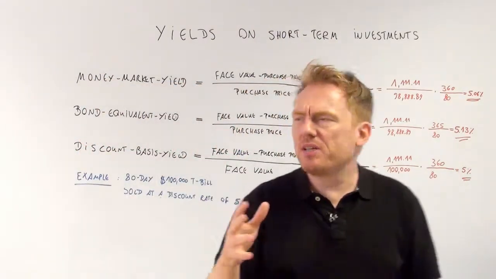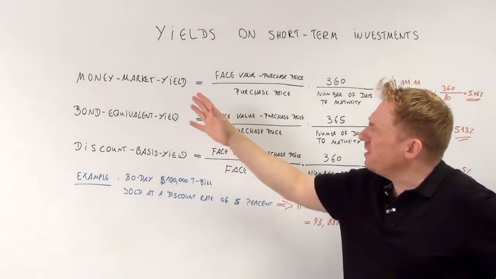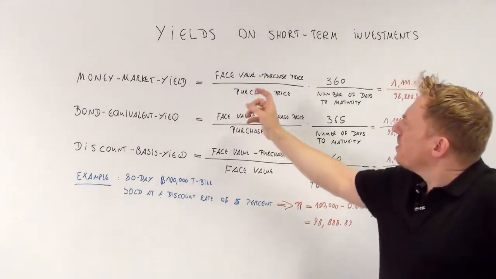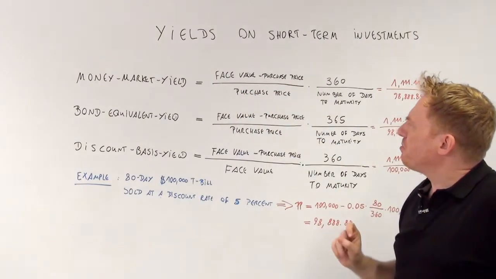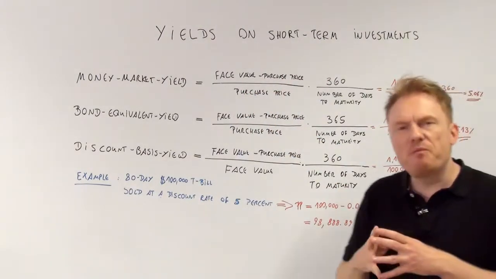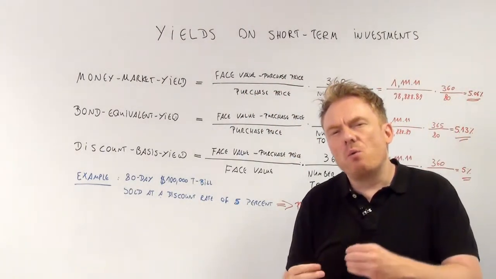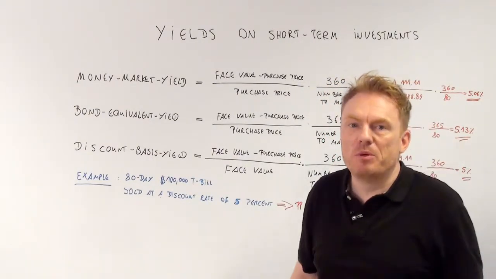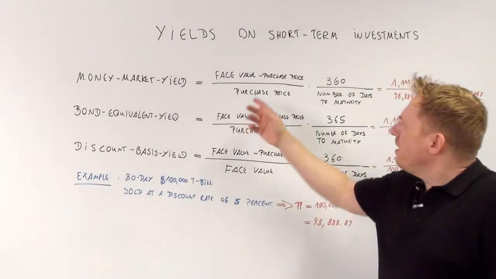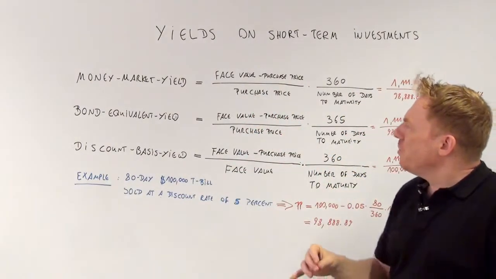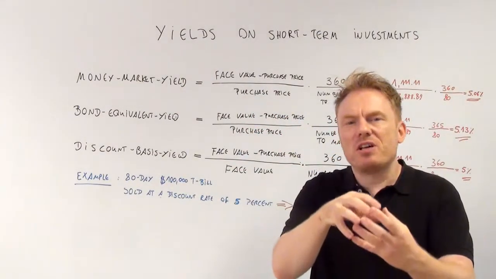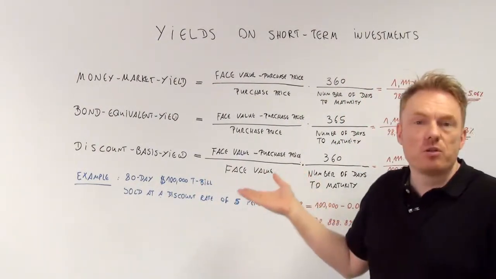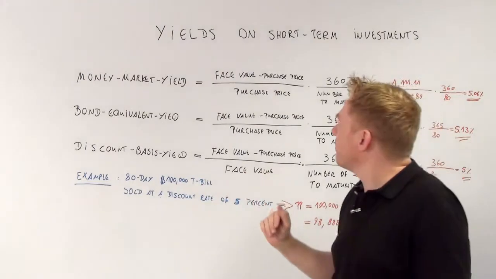Now, three things to know, three different yields to understand. Money market yield equals face value minus purchase price divided by purchase price. Why do we divide by purchase price? Because that's the most relevant thing to do. If we divide by purchase price, we look at the percentage of the purchase price, which is, of course, the natural way as we like to do it.